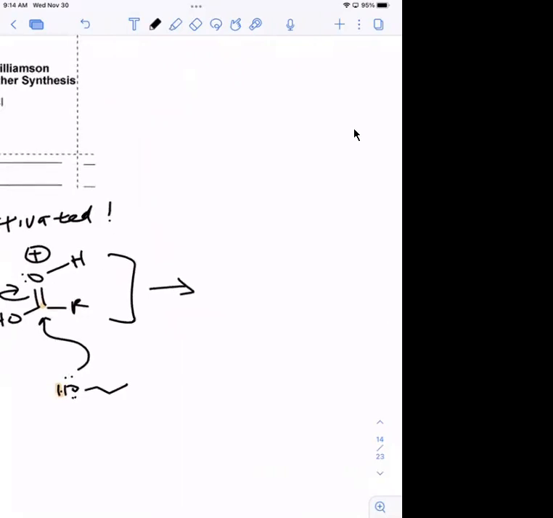So now you'll have another intermediate. This is now OH. Anybody remember what the name for this intermediate would be when you attack a carbonyl and you get an intermediate with 4 substituents on it? Anybody remember the name of that? Right, it's a tetrahedral intermediate.